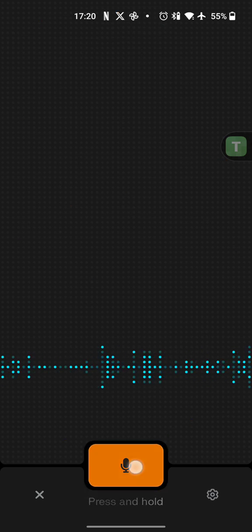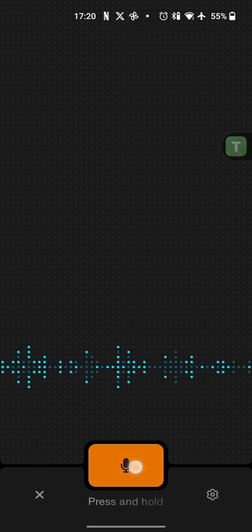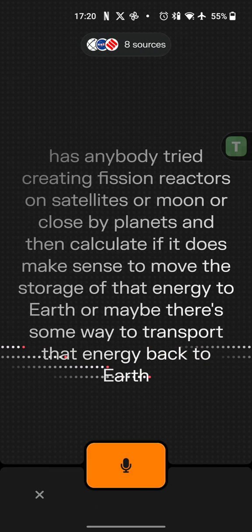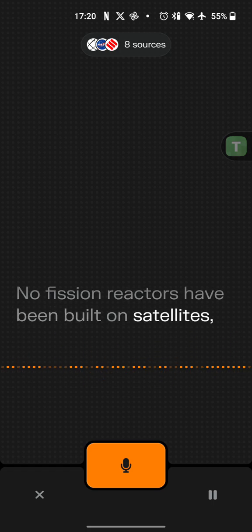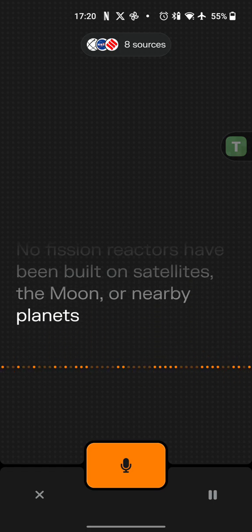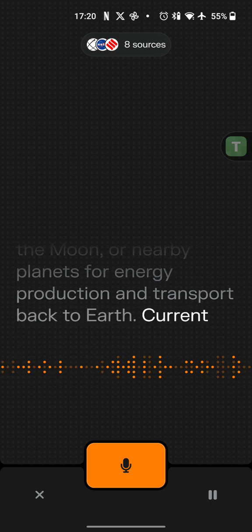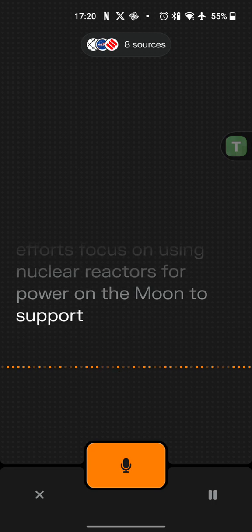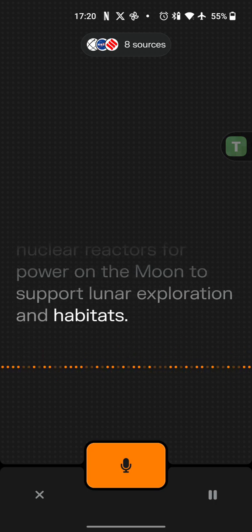Has anybody tried creating fission reactors on satellites or moon or close by planets and then calculate if it does make sense to move the storage of that energy to Earth, or maybe there's some way to transport that energy back to Earth? No fission reactors have been built on satellites, the moon, or nearby planets for energy production and transport back to Earth. Current efforts focus on using nuclear reactors for power on the moon to support lunar exploration and habitats.